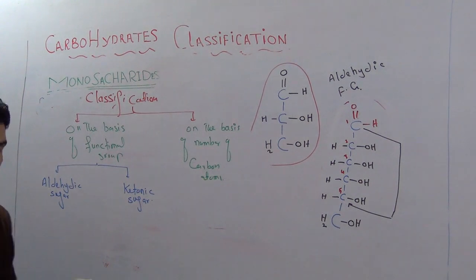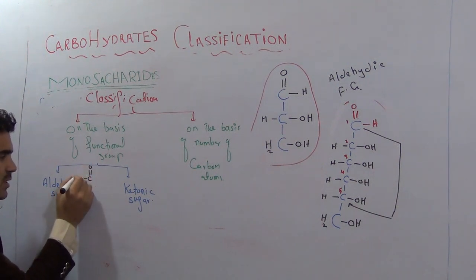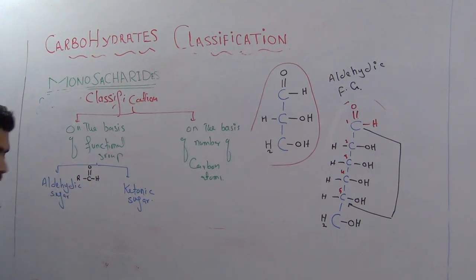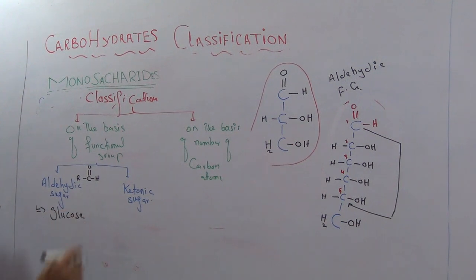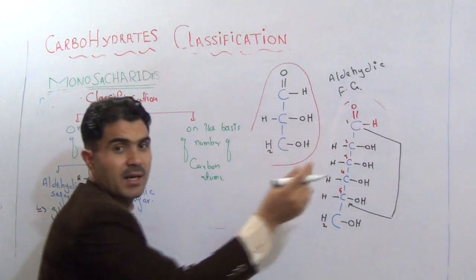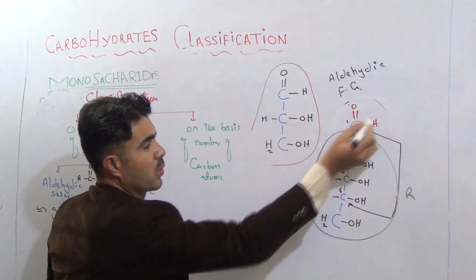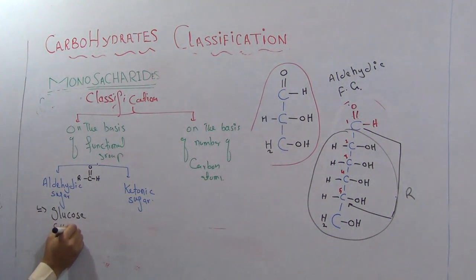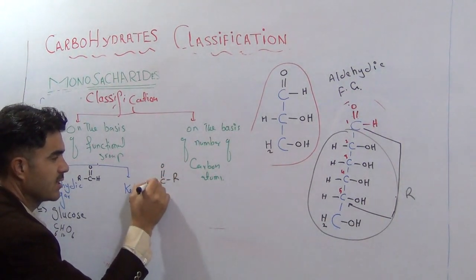If a monosaccharide contains an aldehydic group, meaning C double bond O, at one side there is R and at another side is H, it is called an aldehydic group. For example, we have glucose. You know very well this is the structure of glucose, and C double bond O has H, and all the remaining part here is called R. So R C double bond O H, this is aldehydic sugar, and its name is glucose. What is the formula of glucose? C6H12O6.